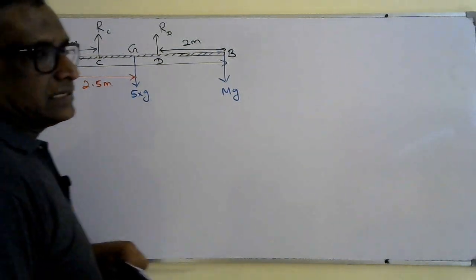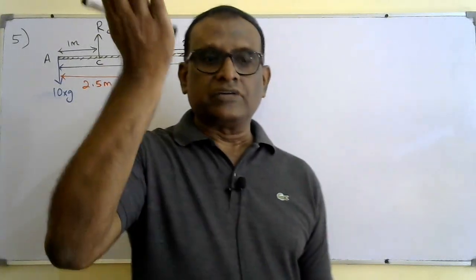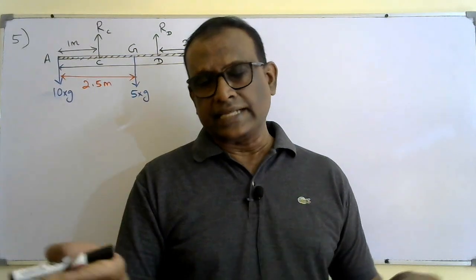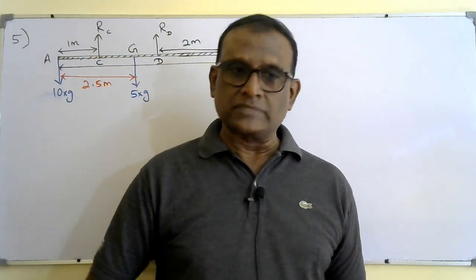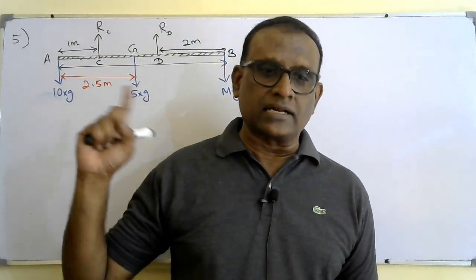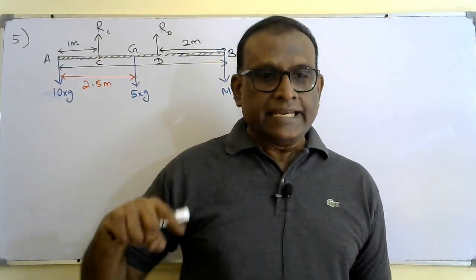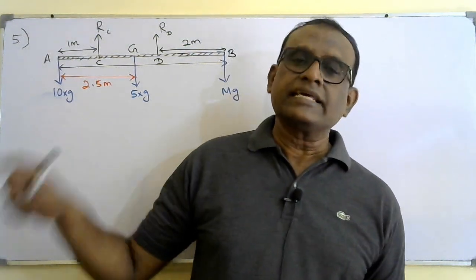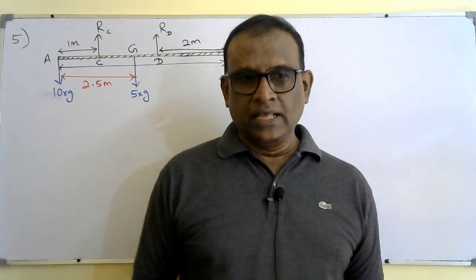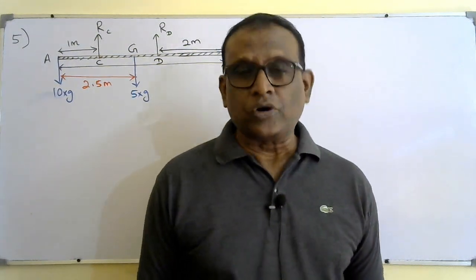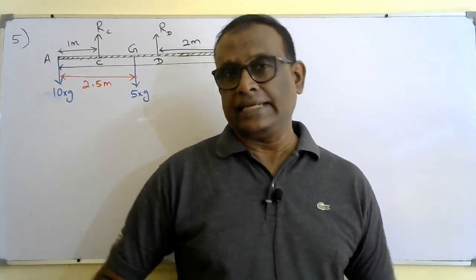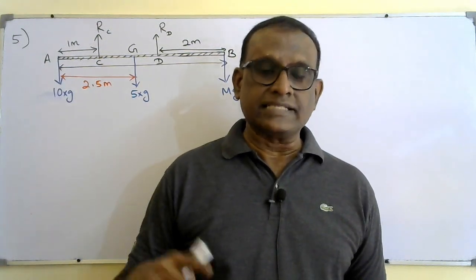Anyway, the condition again: total upward force must be equal to total downward force. That is, vertically the resultant force must be 0. So RD plus RC equals 10 into g plus 5 into g plus mg. That is one equation. Then take moment about any point. You might get simultaneous equations in terms of RC and RD.